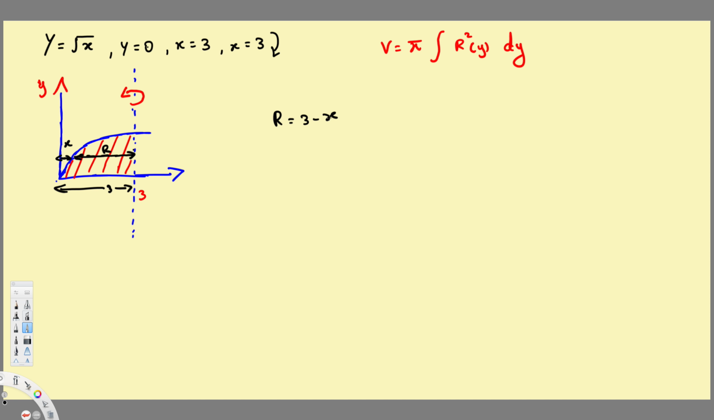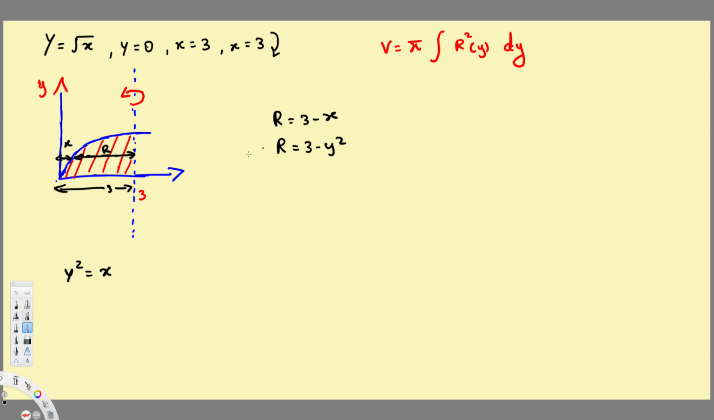Let's see how we can write x in terms of y. If you look at the initial equation in the question, we can find y using that. If you square both sides, y squared is going to be equal to x. I'm squaring both sides of y equals square root of x. So x equals y squared. Now we can plug in y squared instead of x, so this is going to be 3 minus y squared. Now we have r in terms of y, and now we can do the integration.